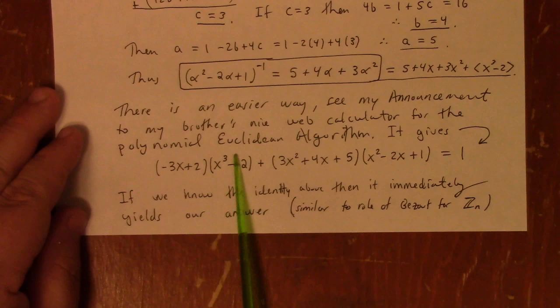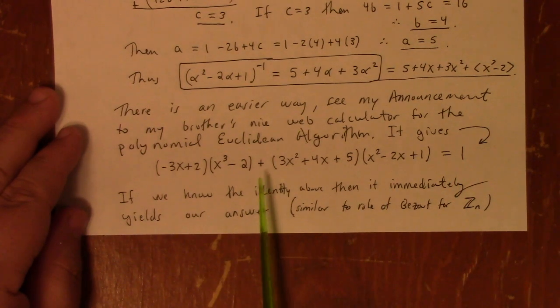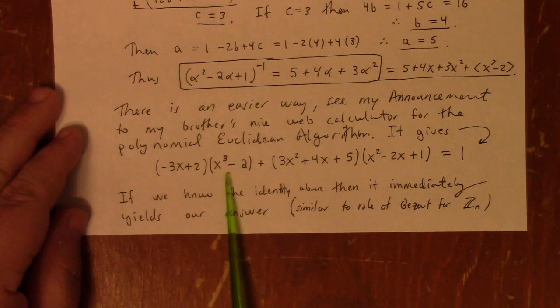But there is something called the polynomial Euclidean algorithm, and if you do the analog of the Euclidean algorithm for polynomials by successive division, remaindering, and all that, you can find this identity: minus 3x plus 2 times x cubed minus 2, plus the product of 3x squared plus 4x plus 5 times x squared minus 2x plus 1, equals 1. Which is to say that x cubed minus 2 and x squared minus 2x plus 1 are actually co-prime, you could say. Their greatest common divisor is 1, as it happens.